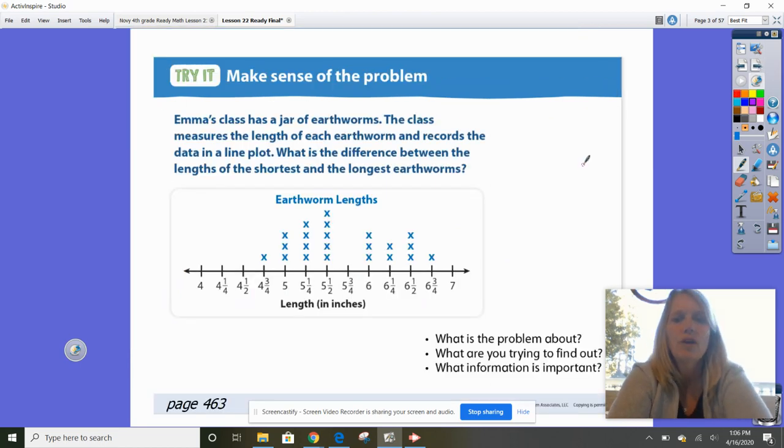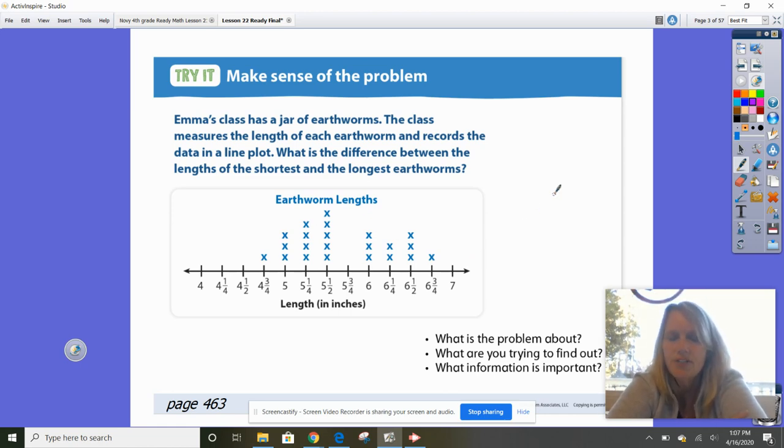Let's give this a go. So our first read, we're just going to ask ourselves, what is this problem about? Emma's class has a jar of earthworms. Lovely. The class measures the length of each earthworm and records the data in a line plot. What is the difference between the lengths of the shortest and the longest earthworms? So what is this problem about? Worms, and they're measuring them. So this is a line plot here. All of these are inches, and each little X there represents a worm.